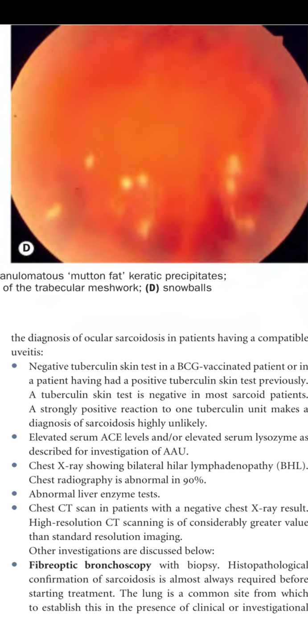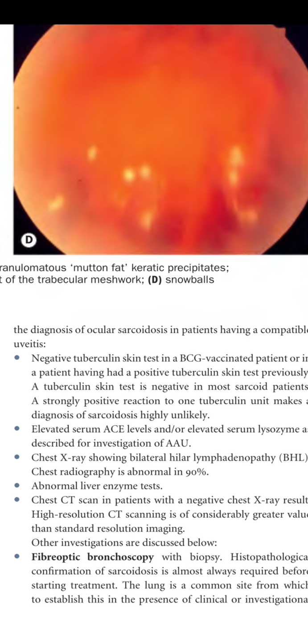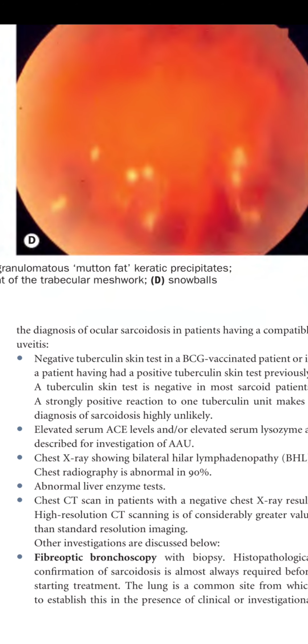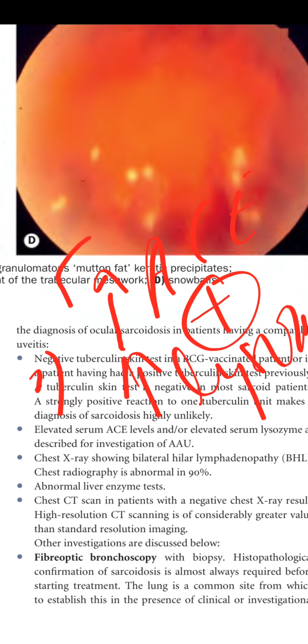Next is the elevated serum ACE level and or elevated serum lysozyme as described for investigation of acute anterior uveitis. Second is the blood test. They are going to be the increased ACE level and you can say there is an increased lysozyme level as well. So both increases the specificity and sensitivity of the sarcoid.